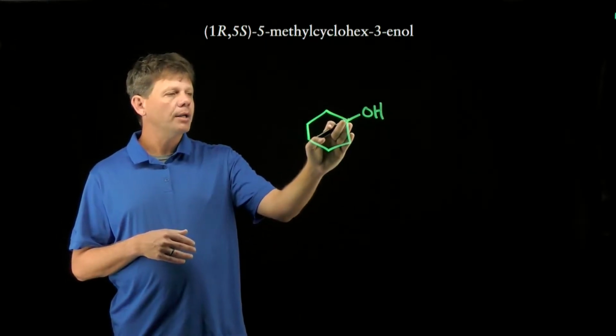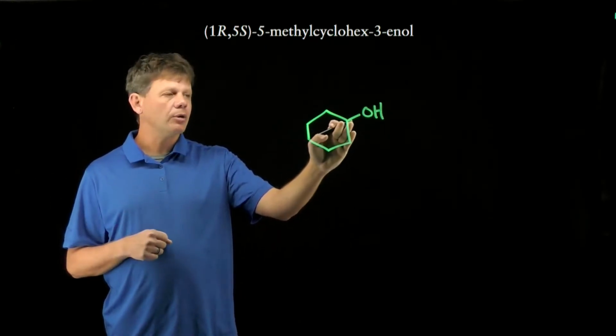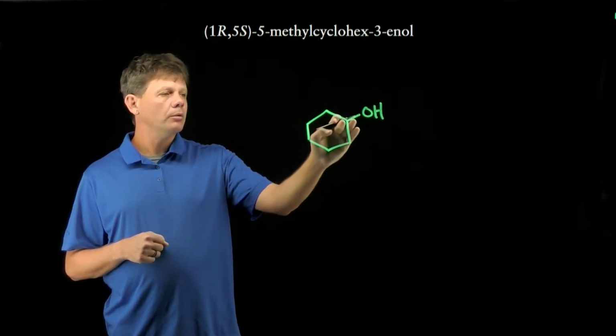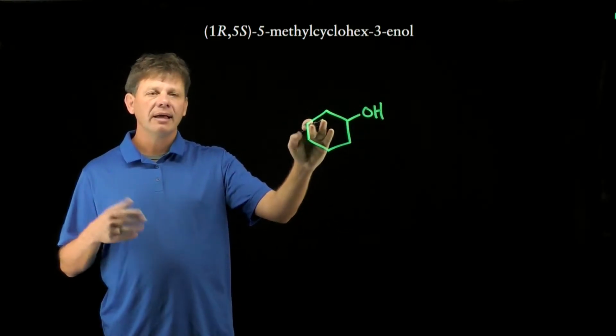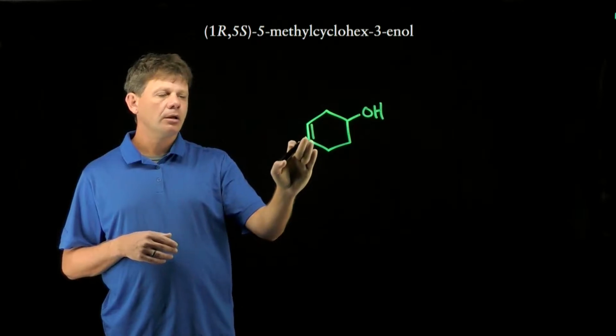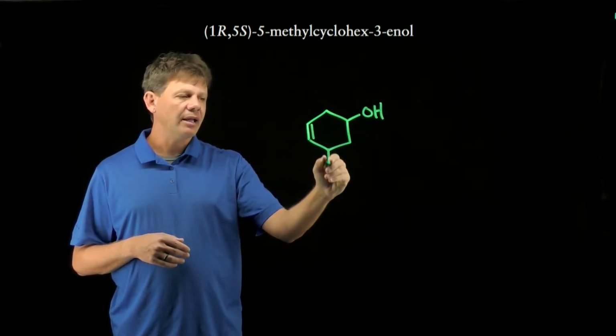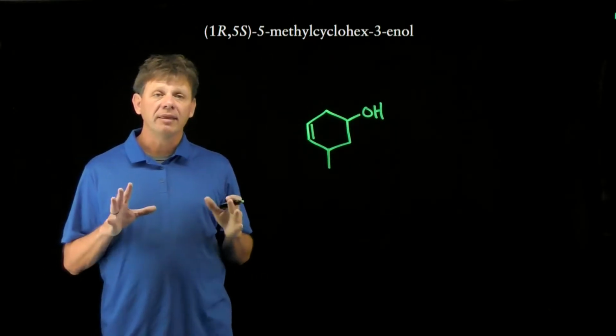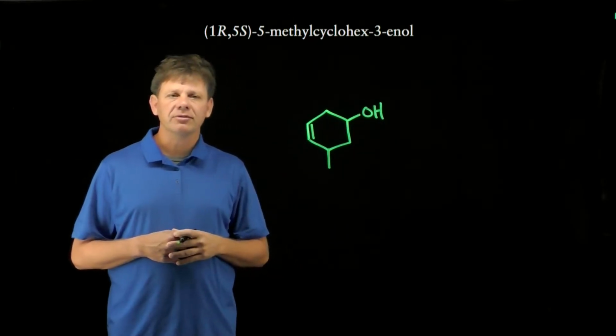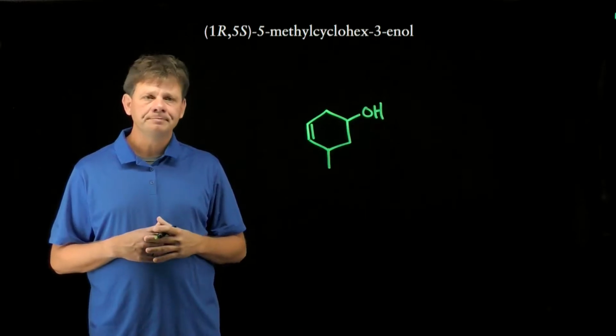If this is carbon 1 and we count, let's say, in the counterclockwise direction, we'll go 1, 2, 3. That's where our alkene will start. Carbon 4 will be here, carbon 5 will be here, and that's where our methyl group is. This molecule is 5-methylcyclohex-3-enol.